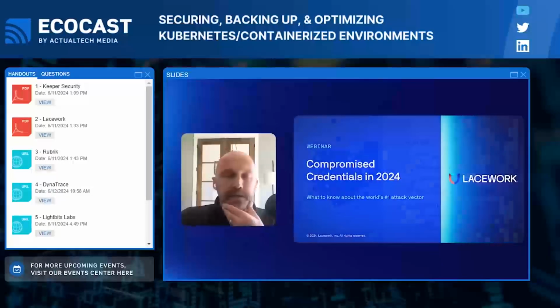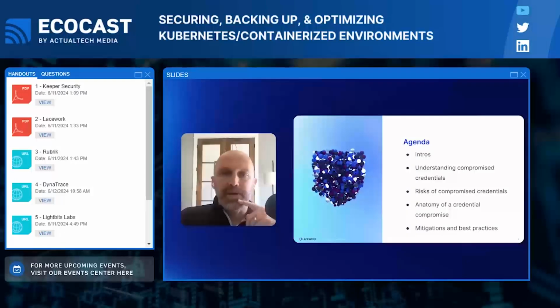Go to the next slide. We'll start with some introductions. James and I will introduce ourselves, and then I'll talk a little bit about what compromised credentials are and why we care. What are the risks of those credentials? If they get compromised, why is that such a security risk to the person and to the organization? Then we'll switch it over to James, who will talk about the anatomy of a credential compromise. What does it look like when one of these attacks happens? And then we'll end with some best practices and mitigations to avoid these types of attacks.